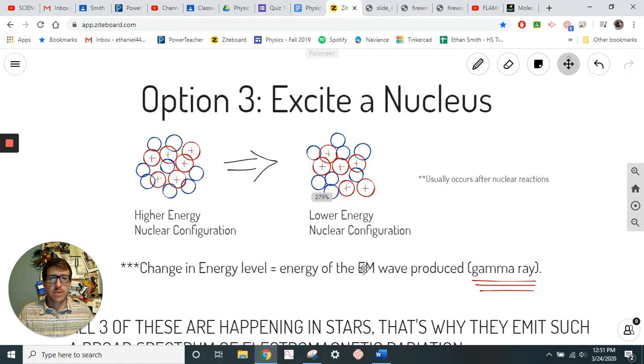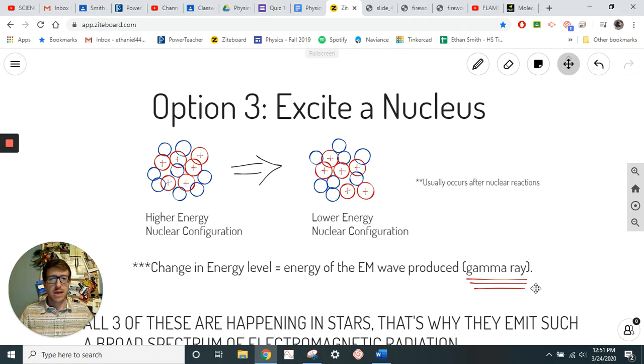And then the last option that I want to talk about is you can actually excite the nucleus. I bring this up because this is how we get things like gamma rays, for example. Similar to how electrons can have higher energy configurations and then lower energy states, a nucleus and the arrangement of neutrons and protons is the same. A lot of times after a nuclear reaction, when atoms are splitting or fusing, the protons and neutrons in the nucleus will be in one configuration with a higher energy. They're not necessarily stable there. Then they rotate and shift and get into a lower energy configuration, and when they do that, they give off a gamma ray.